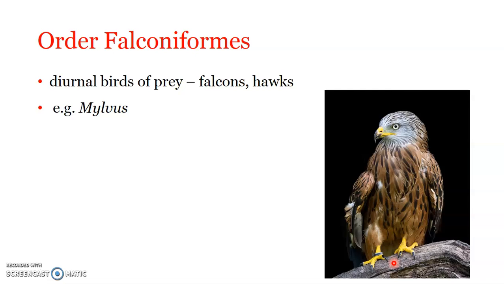Milvus migrans, it is a pariah kite. Chakki perundu is Milvus migrans. Brahminy kite, it is Haliastur indus. Then we have the vulture, Pseudogyps, and falcon, Falco peregrinus. So all these come under order Falconiformes.